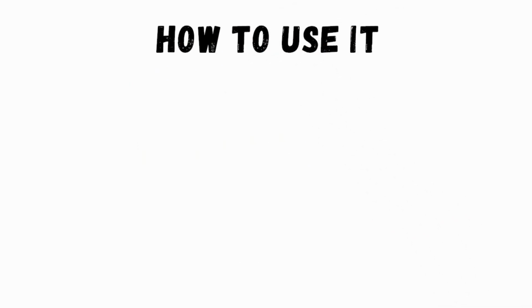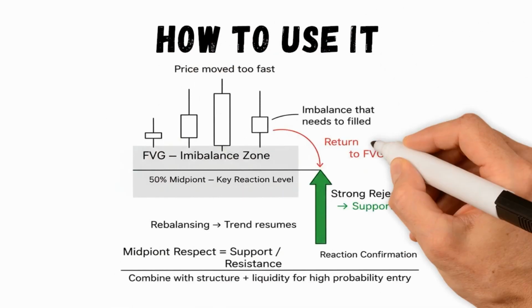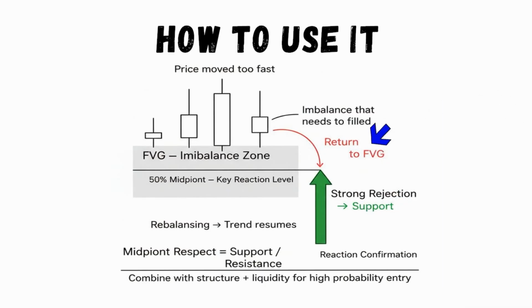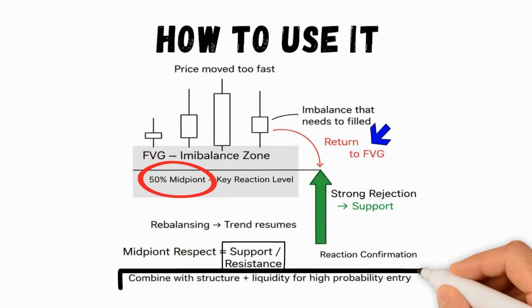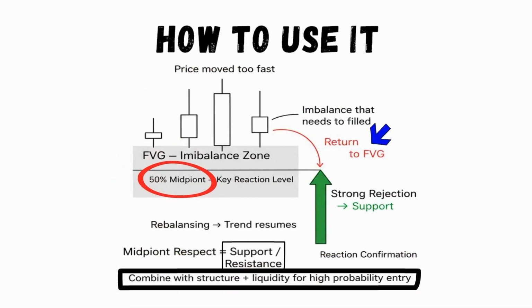How to use it? Mark the gap zone. If price returns and respects it, especially holding the 50% midpoint, it can act as support or resistance. Combine with structure or liquidity for higher probability trades.